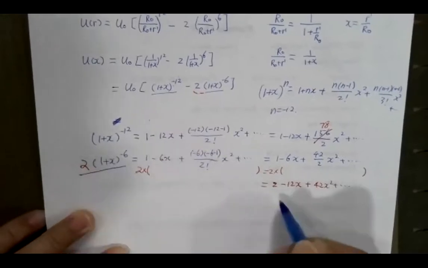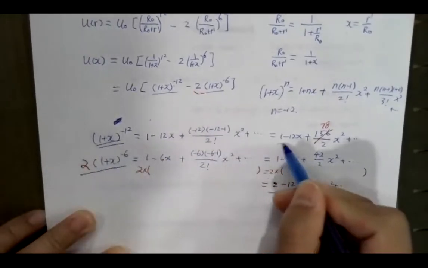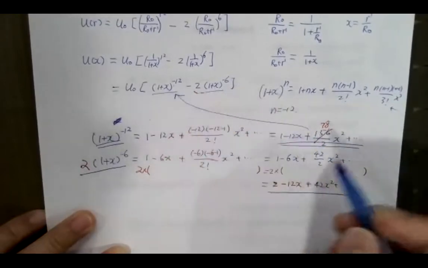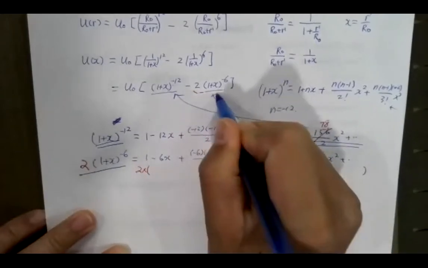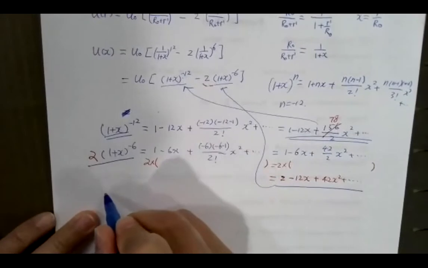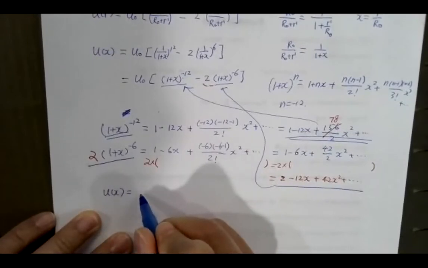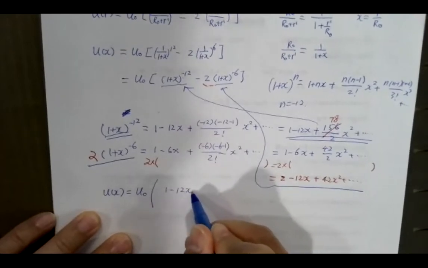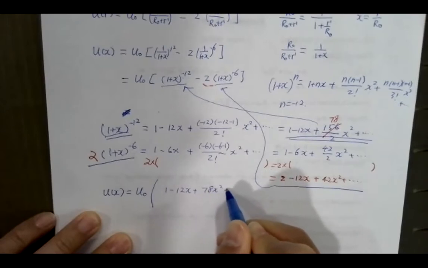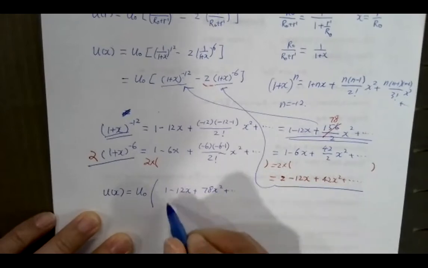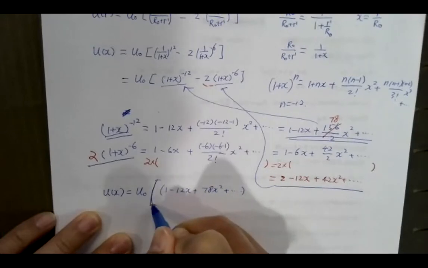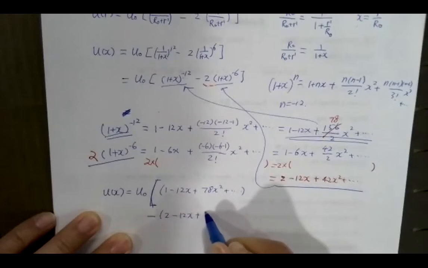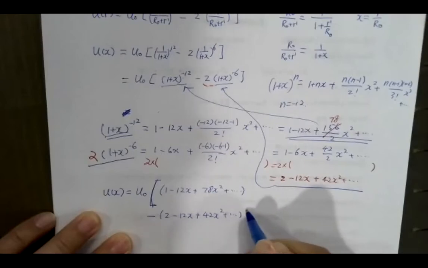Now this is equal to that, this is equal to that guy. We'll put this one in here, and then this one in here. So the potential as a function of x is equal to mu naught times the first one, 1 minus 12x plus 78x squared plus higher terms, minus the second one. I'm just going to move it down here so we can line up the terms, plus 42x squared plus higher terms there.